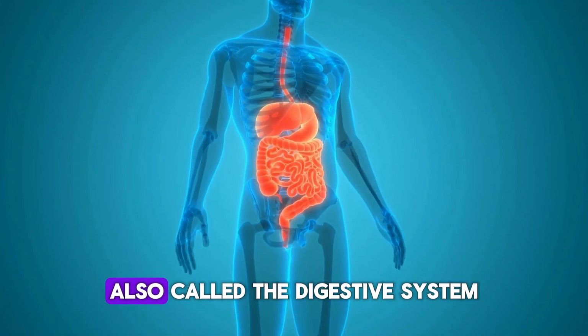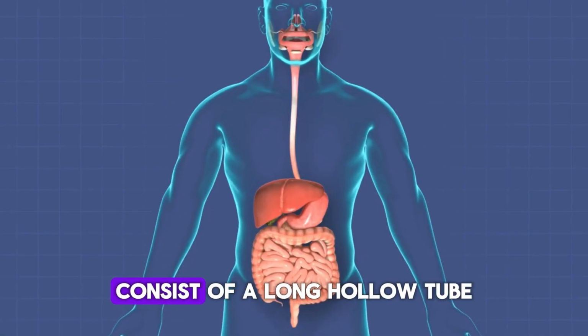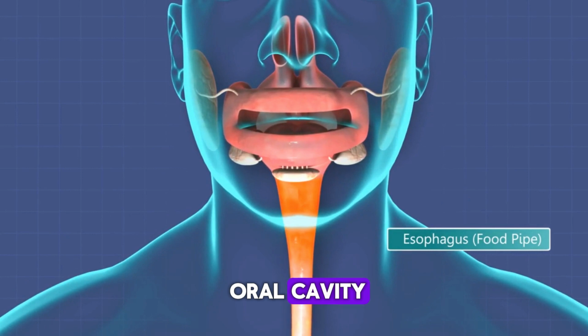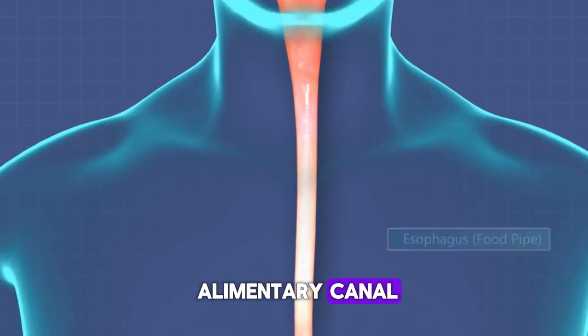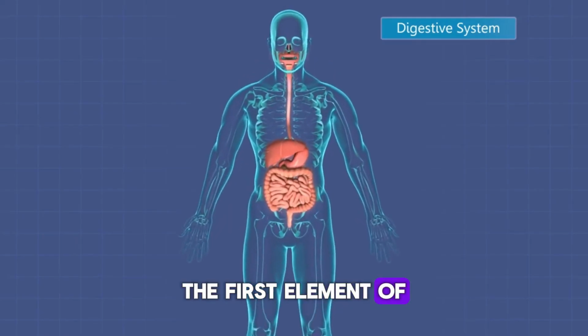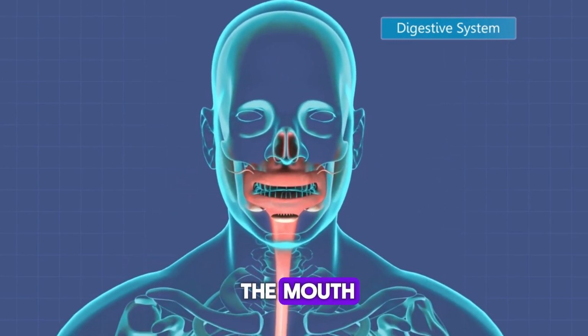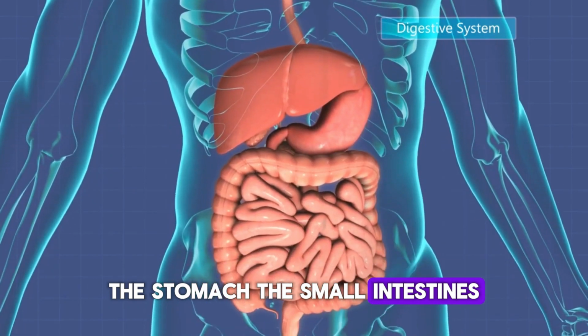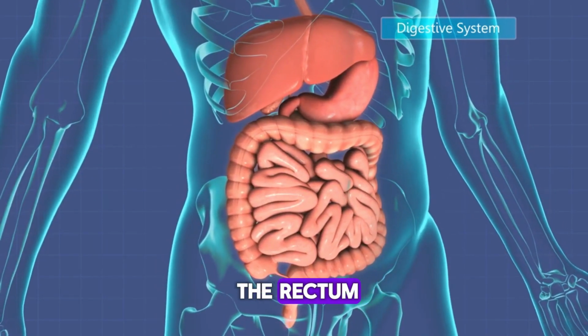The anatomy. The gastrointestinal tract, also called the digestive system, consists of a long, hollow tube, which begins from the oral cavity and continues into the alimentary canal. The first element of the alimentary canal is the mouth, followed by the esophagus, the stomach, the small intestines, the large intestines, and the rectum.